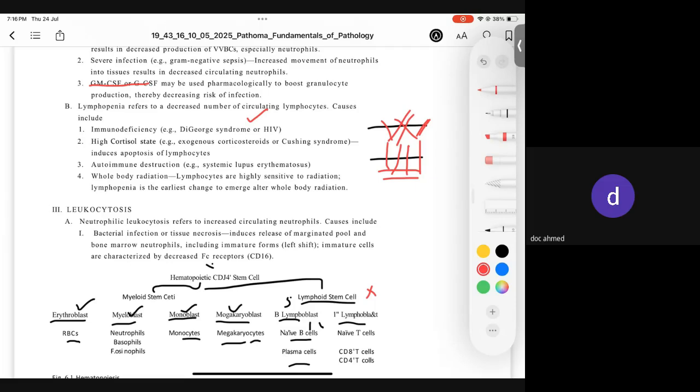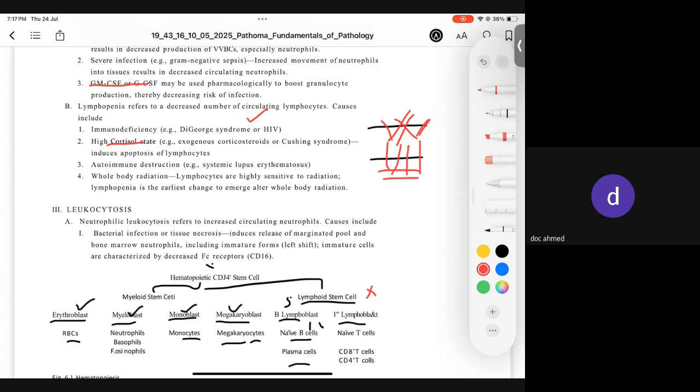High cortisol state. If you remember your pharmacology, what do the glucocorticoids do? They inhibit NF-kB, and they would ultimately inhibit the growth of both B and T cells, and are used as immunosuppressants as well. So with high cortisol, high glucocorticoids, in Cushing disease and Cushing syndrome, there is going to be apoptosis of lymphocytes. We discussed that in detail in our pharmacology section, right?